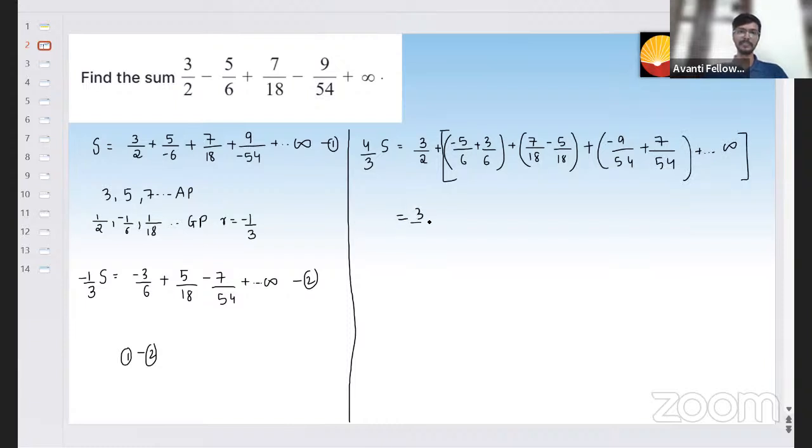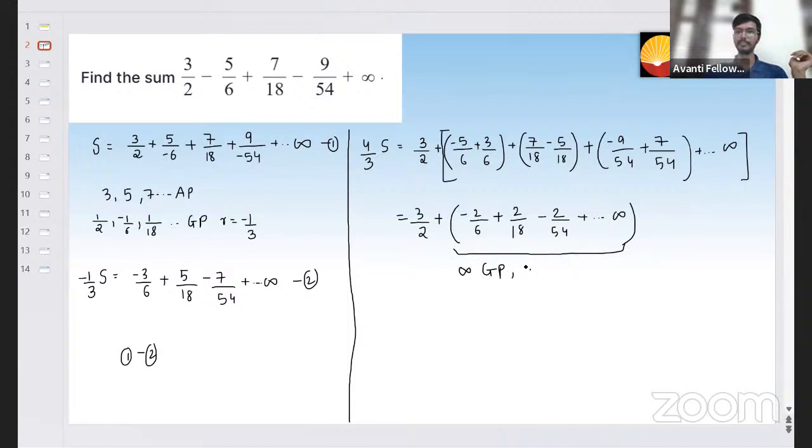So this will be 3 by 2. Let's see what we got here: minus 2 by 6 plus 2 by 18 minus 2 by 54 and so on up to infinite terms. So this is a GP, an infinite GP with first term minus 2 by 6 and common ratio 2 by 18 divided by minus 2 by 6, so it will be minus 1 by 3 only, correct?